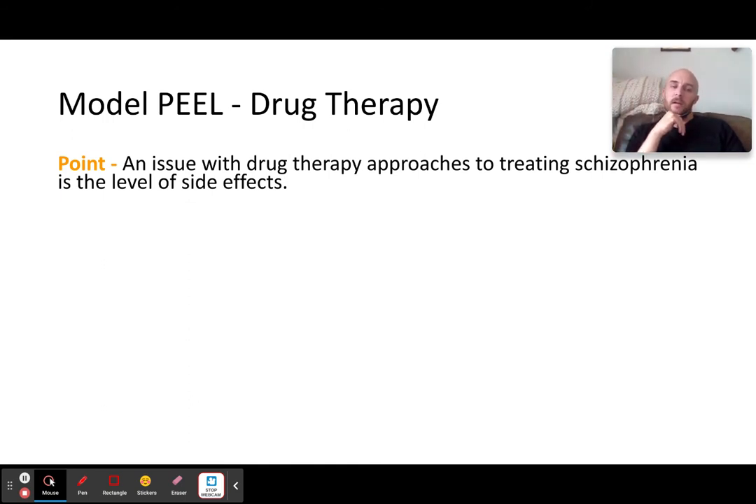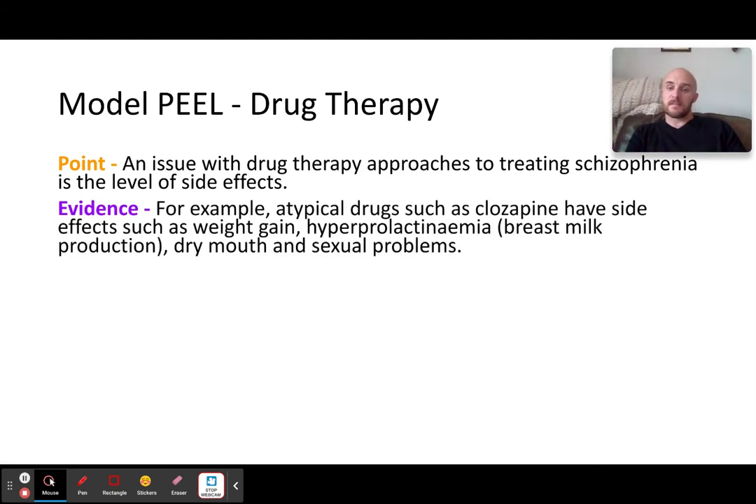But a model appeal here, an issue with drug therapy is the level of side effects. Boom, that's my point. What's my evidence? I.e., what are the side effects? For example, atypical drugs, such as clozapine, have side effects such as weight gain, hyperprolactinemia, which is basically breast milk production in men and women, by the way, dry mouth, and sexual problems. Very different side effects there. So that's my evidence. Now I need to go into why that is important. Why is it important that these drug therapies have side effects?